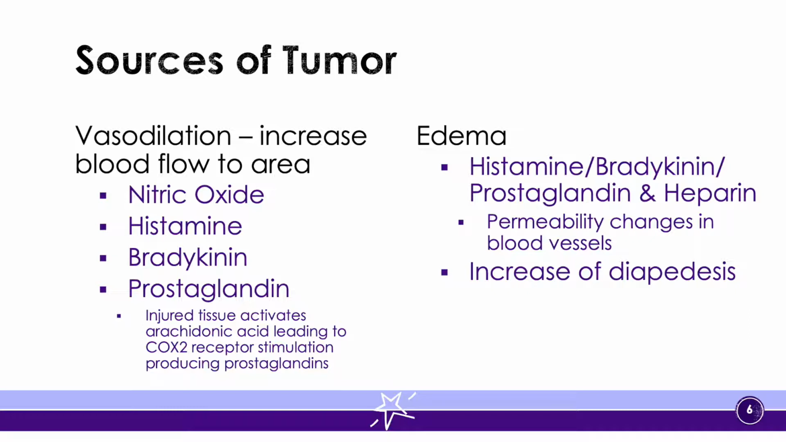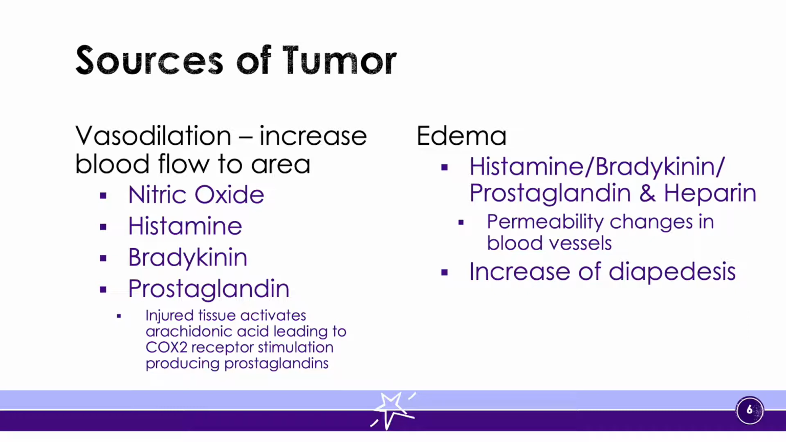And the mechanism of action on how that works is looking at the cyclooxygenase 2 receptor. So, what happens when there is injured tissue, it actually activates the arachidonic acid, which will lead to stimulation of these COX2 receptors, which will produce prostaglandins. And those prostaglandins will act in a very similar fashion as the histamine and bradykinin and nitric oxide.